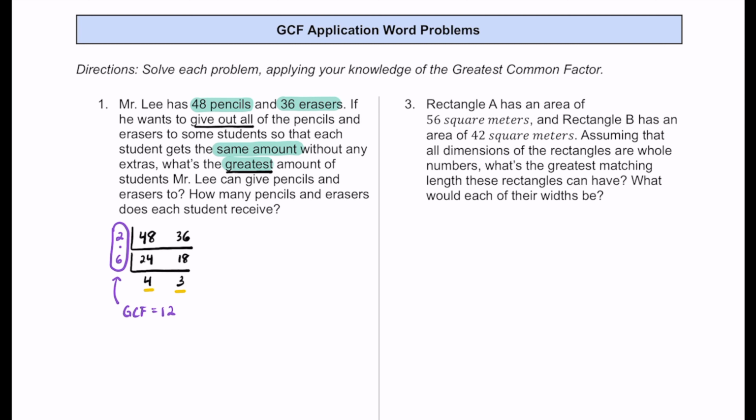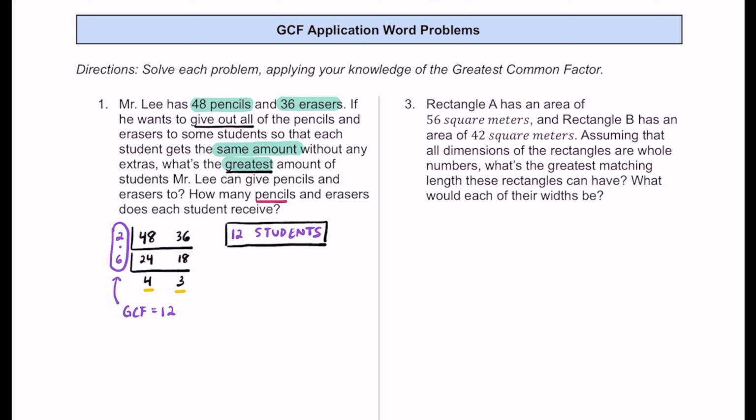Now, what does that actually represent? Well, the GCF equaling 12 means that we could divide all the pencils and erasers evenly, and that's the greatest number of students. So we can say that 12 students would be the most amount of students that we could give these pencils and erasers to. So I'm just going to go ahead and box that first part, because that's one of the questions that was asked. And then next part is we're going to see how many pencils and erasers.